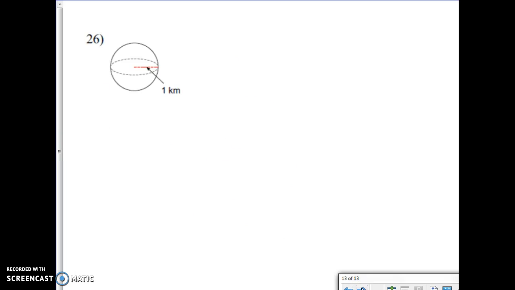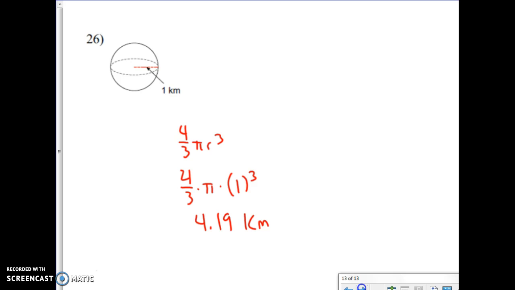Okay. Let's look at this last one. So in this case, I am doing 4/3 pi r cubed. So I have 4/3 times pi times 1 cubed. And when I do that, we get 4.19 kilometers cubed to be my volume.